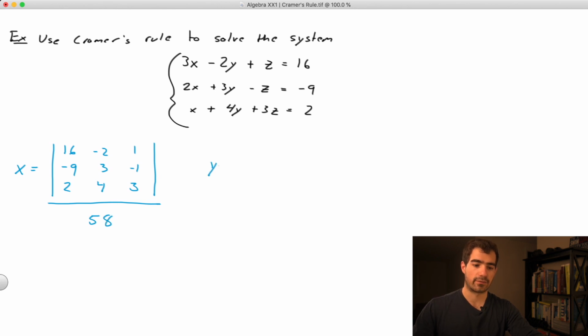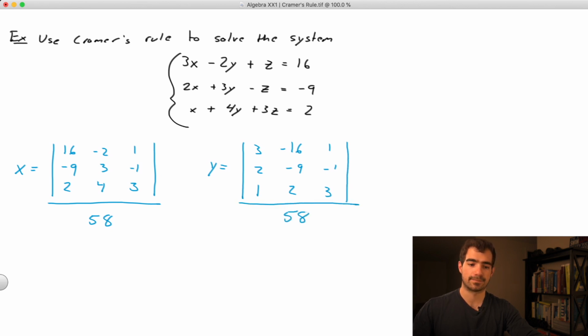Similarly, we would have y as the determinant of 3, 2, 1, right, the coefficients of x. Then instead of the coefficients of y next, we would replace that with the constant terms, so negative 16, negative 9, and 2. And then the coefficients of z, so 1, negative 1, and 3. And again, dividing that result by 58.